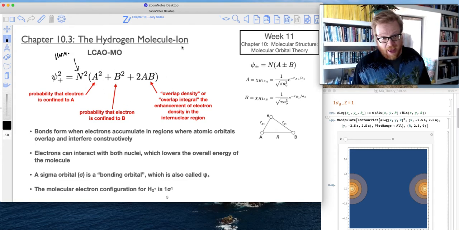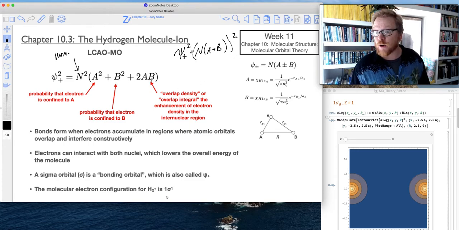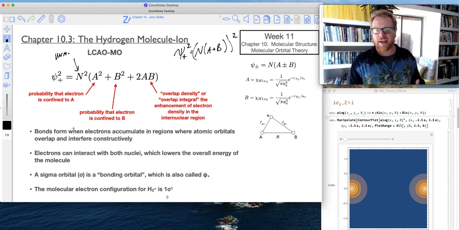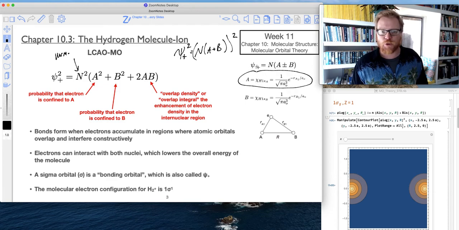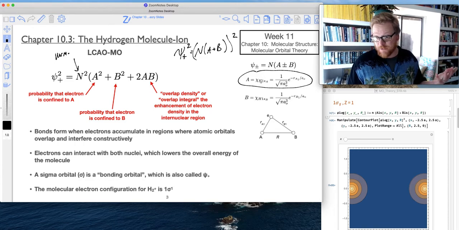And so this came from foiling, right? So we'll say that psi plus was n times a plus b. And so when I square this whole thing, I square that and I square that, I get this: first, outside, inside, last. A squared plus B squared plus 2AB. So A squared is the probability that the electron is confined to A. And so that's just going to take on the pure 1s orbital. When I square this A function, that's just the 1s orbital as we know it.